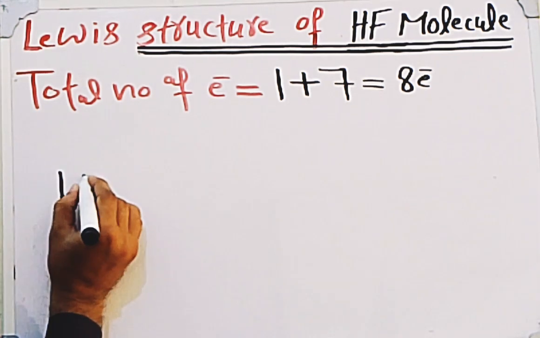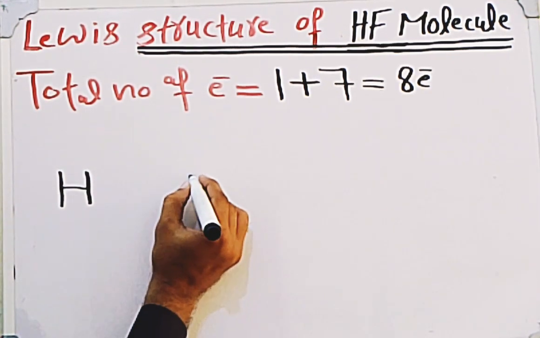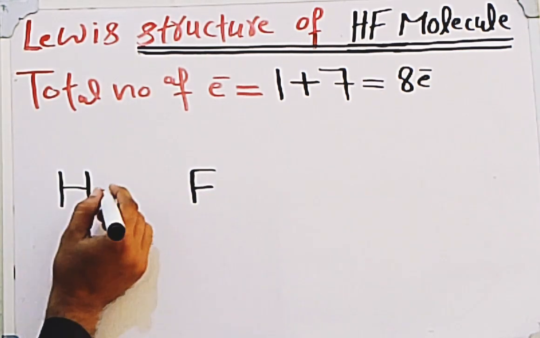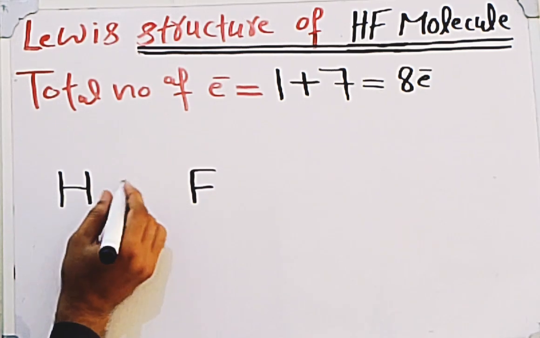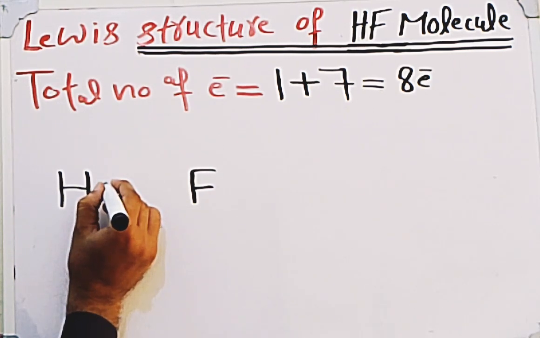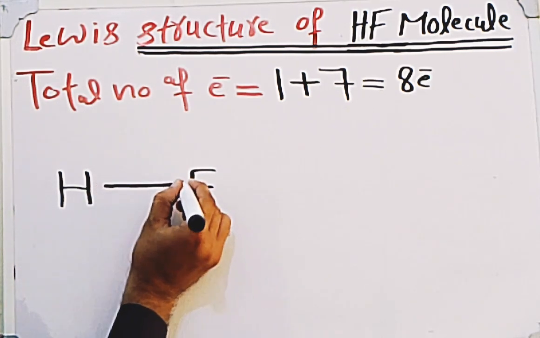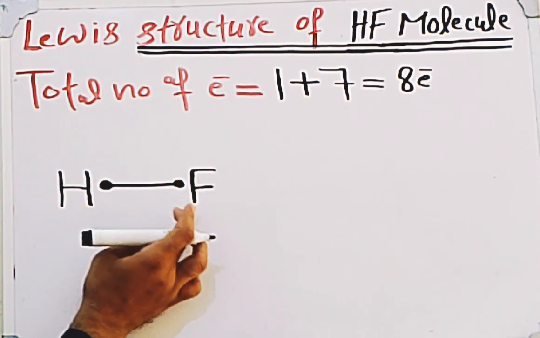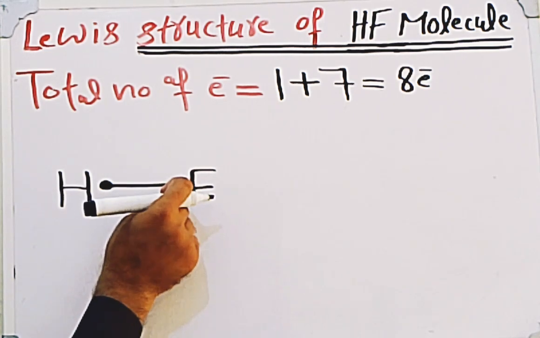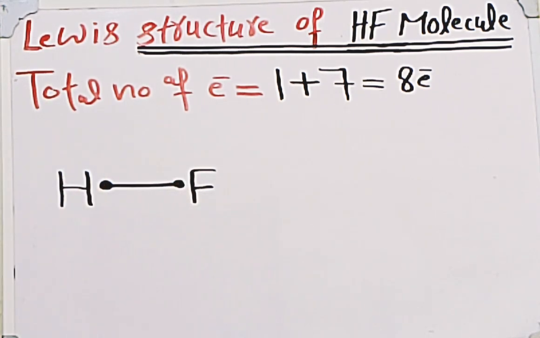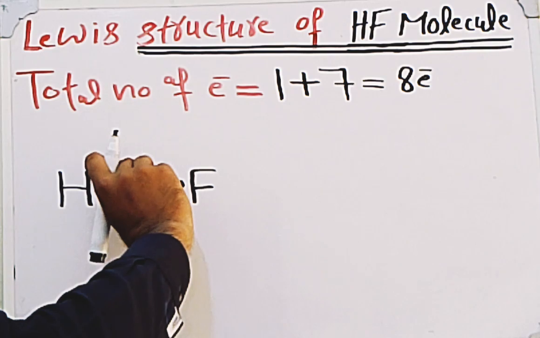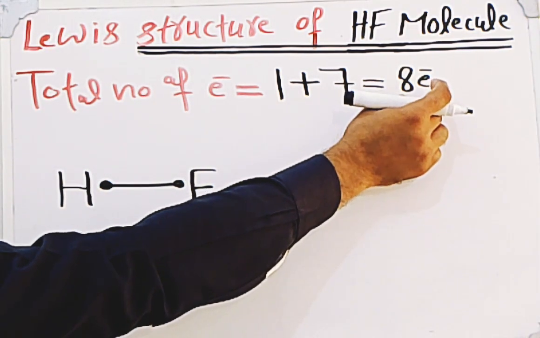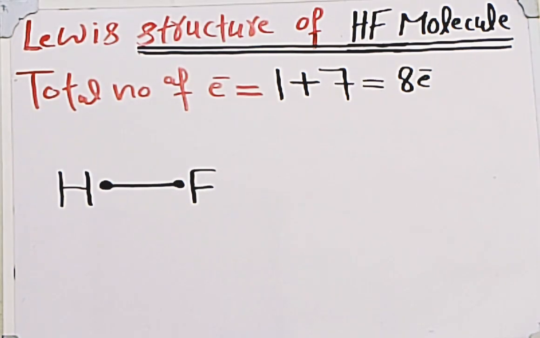So hydrogen and fluorine. First of all, a pair of electron is used to make a single covalent bond. In this covalent bond, 1 electron is provided by fluorine and 1 electron is provided by hydrogen atom. And we know that a single covalent bond contains 2 electrons. Now we have 6 electrons.